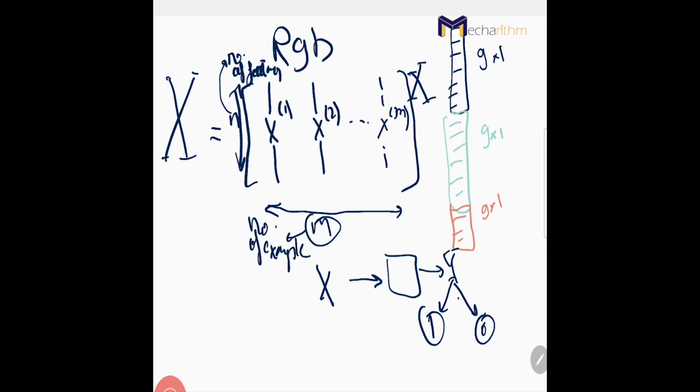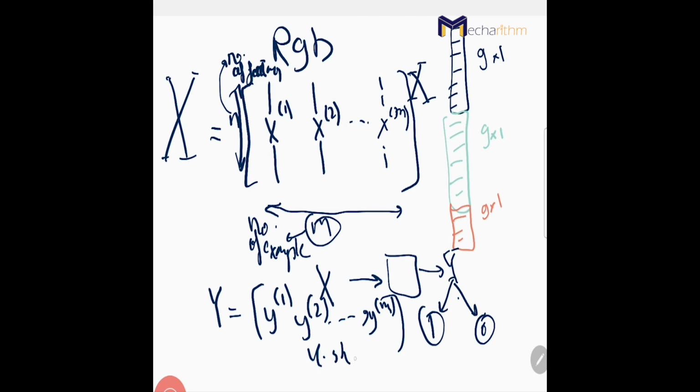And the same logic applies to y. So we're going to have y as an array of zeros and ones. So basically, we have y1, which is y for the first example, y2, the second example, and up to ym. And the shape of y, let's just say y.shape, is going to be equal to 1 times m. So basically, we decided the sizes of our inputs and outputs.